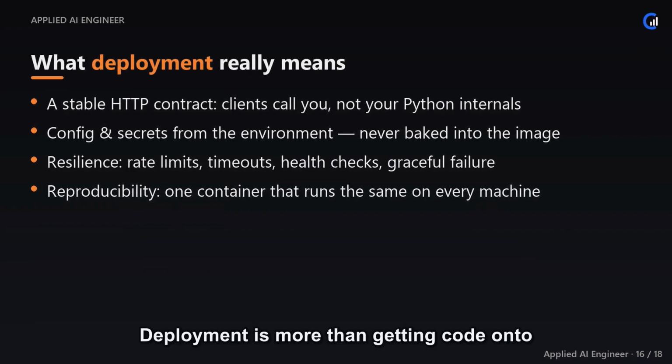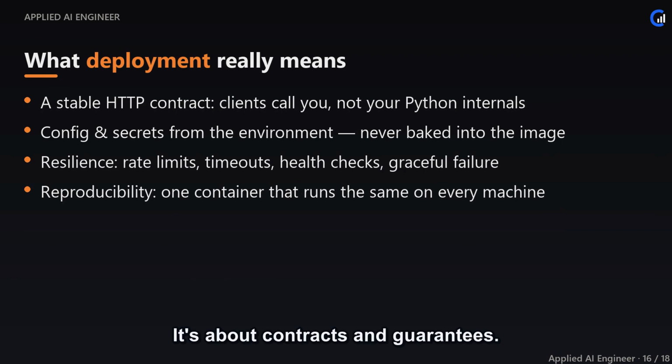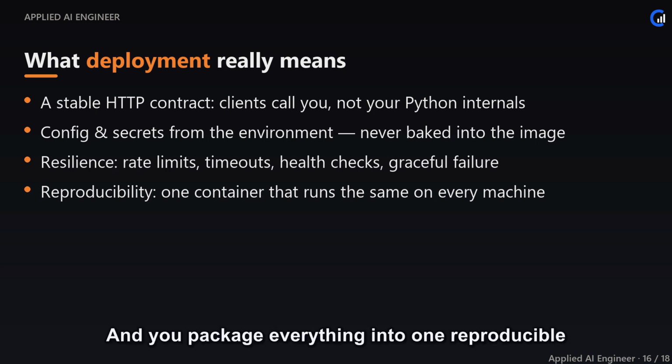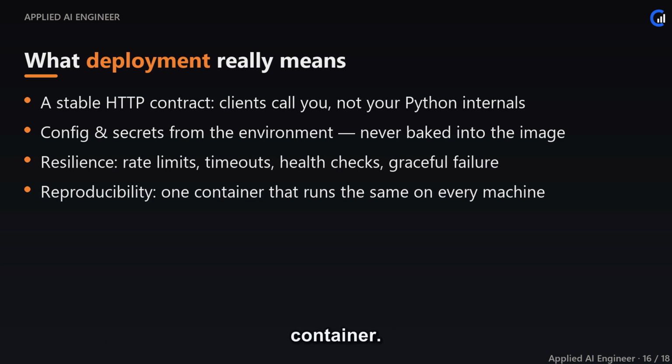Deployment is more than getting code onto a server. It's about contracts and guarantees. You expose a stable HTTP interface so clients depend on the endpoint, not on your internal functions. You read configuration and secrets from the environment, so the same image runs in dev, staging, and prod with only the environment changing. You add the resilience a public service needs, rate limits, timeouts, health probes. And you package everything into one reproducible container. Get these 4 right and Atlas behaves the same on your laptop and in the cloud.